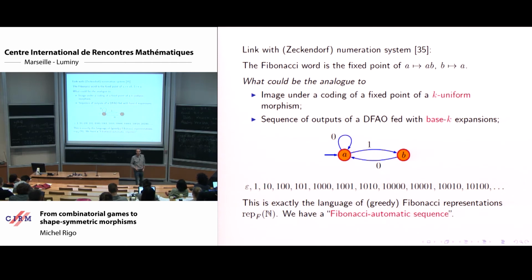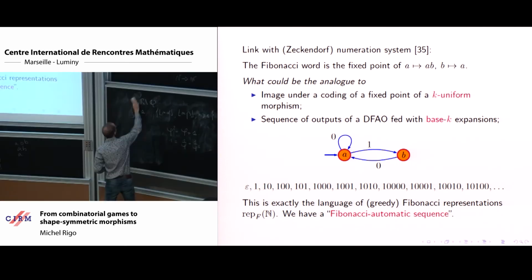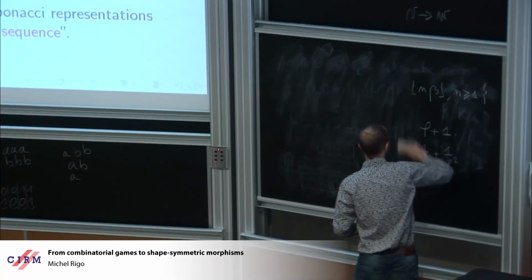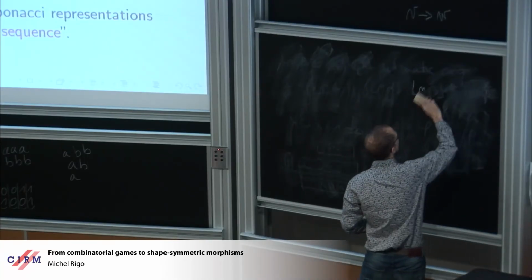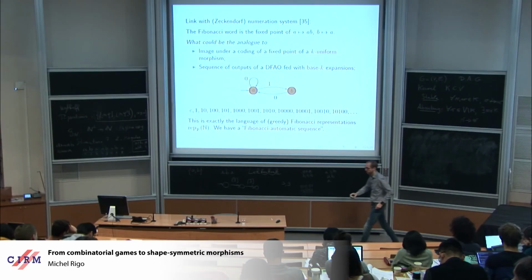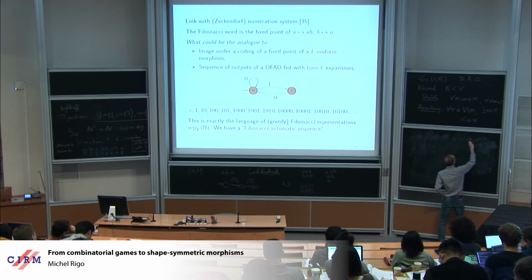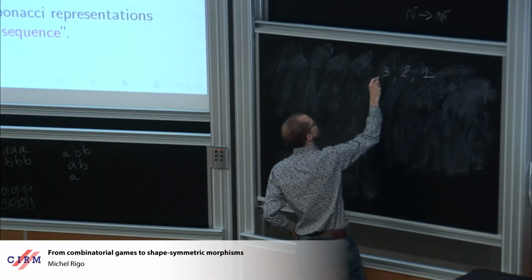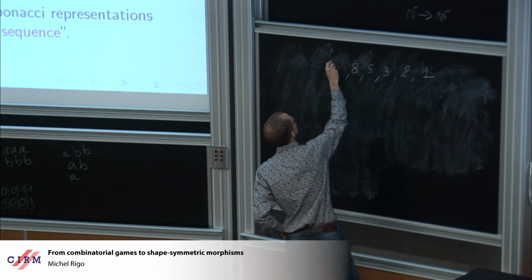But do you recognize this sequence of words? Of course, it should be related in some way to Fibonacci and things like that. And I don't know if you recognize it, but it's exactly the Fibonacci or Zeckendorf numeration system. So what do I mean? You know the Fibonacci sequence? I start with 1 and 2. So 1, 2, 3, 5, 8, 13, and so on.